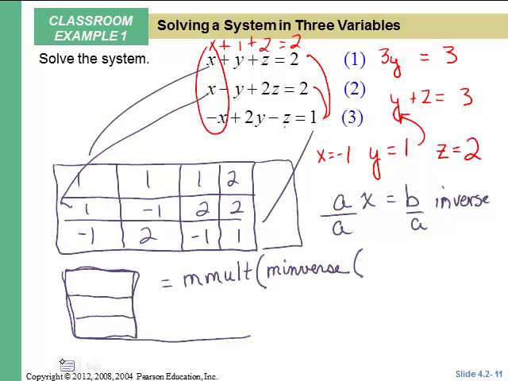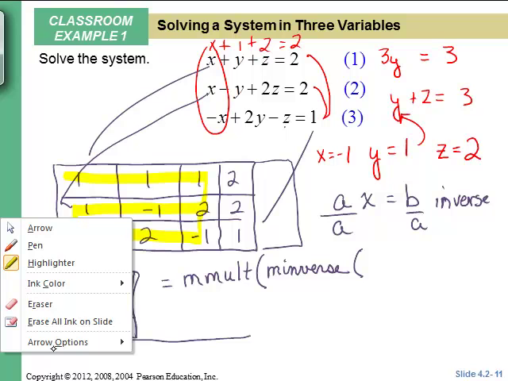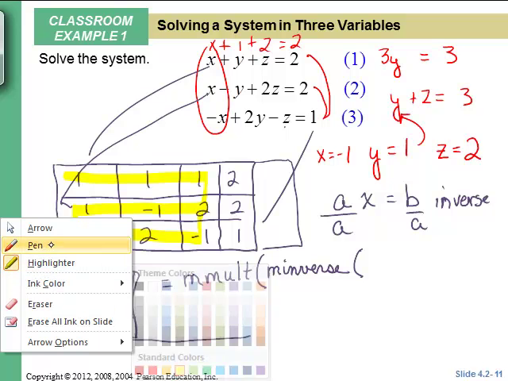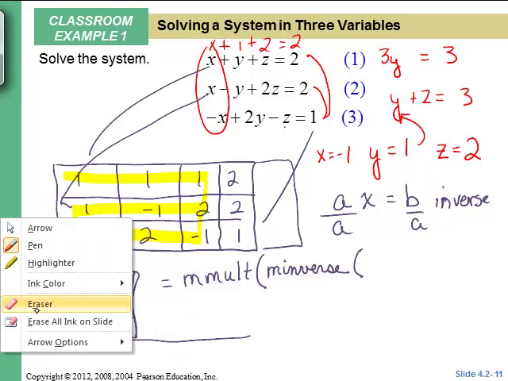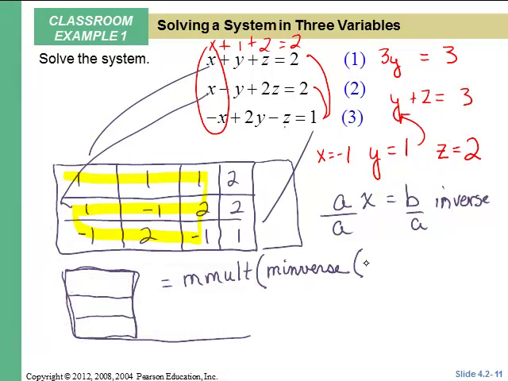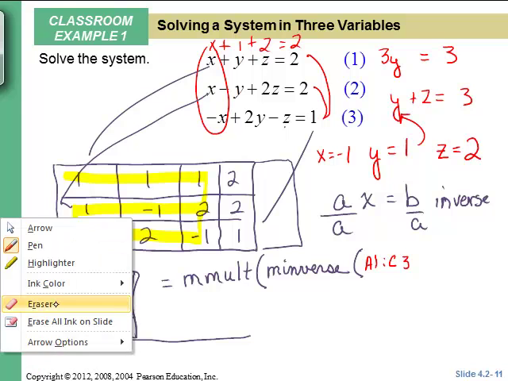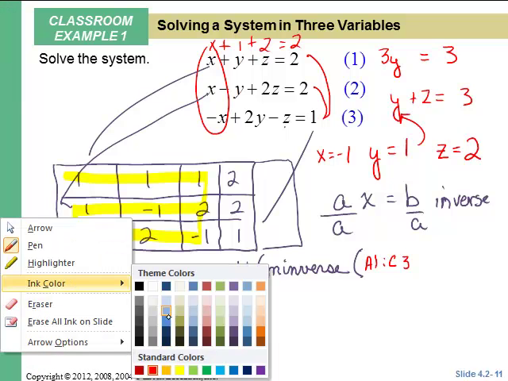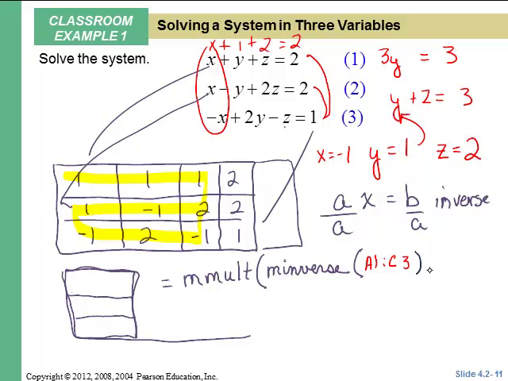this part right here, which I'm going to highlight so that you can see what we're talking about, which I believe will be cells A1 to C3. Okay. And then, close parentheses.